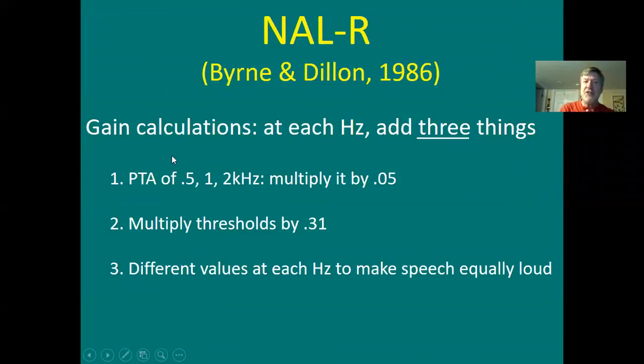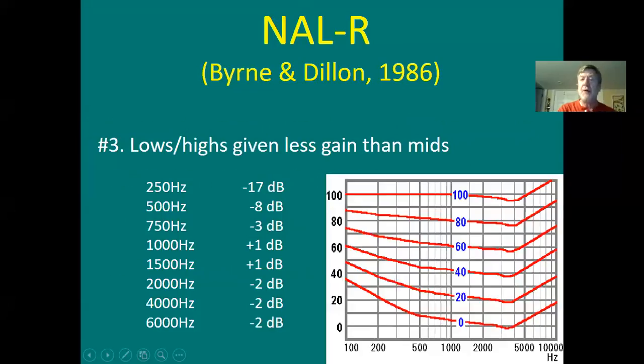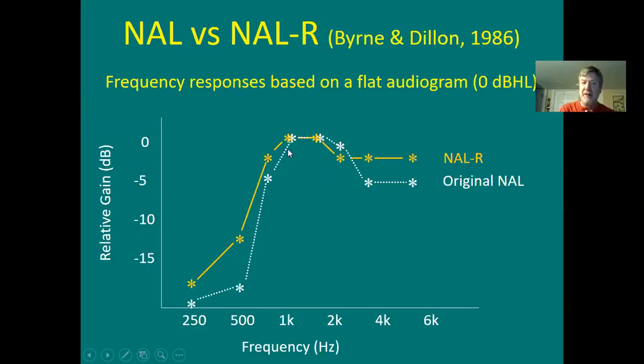They took the pure tone average of 500, 1000, and 2000, and they divided it by 20, or multiplied it by 0.05. Same thing. Then they took each threshold and divided it by 3, or multiplied it by 0.31. And thirdly, they added a different value at each frequency in order to make the speech equally loud. They did this stuff.